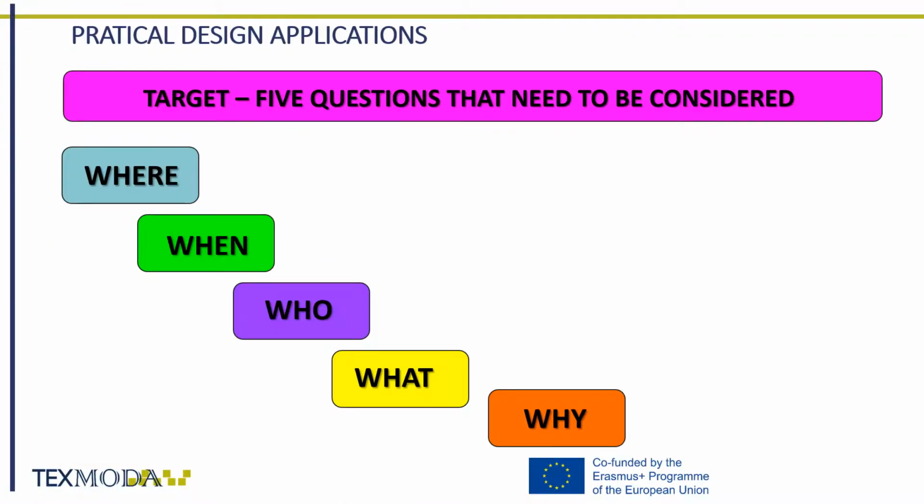When we aim to develop a collection, we always need to answer 5 questions. Where? Where do consumers come from? Urban or rural areas? Hot or cold geography? When? When is the fabric used? Winter or summer? Who? Who will wear the cloth? Man or woman? Adults or children?